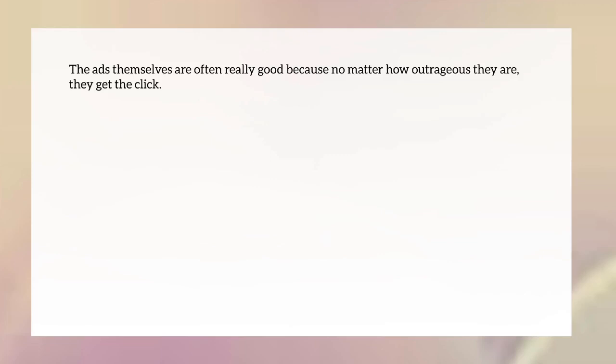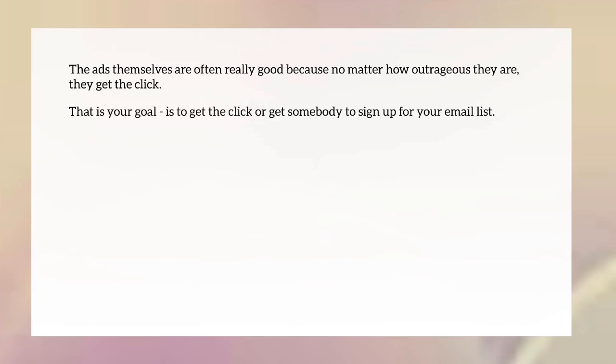And don't worry, we'll go through the process of creating an outline and all that later down the road. So that is your goal, is to get the click and get somebody to sign up on your email list, right? It's not to sell, it's just to get the click and get them to be interested enough to sign up so that you can warm them up and sell them later.